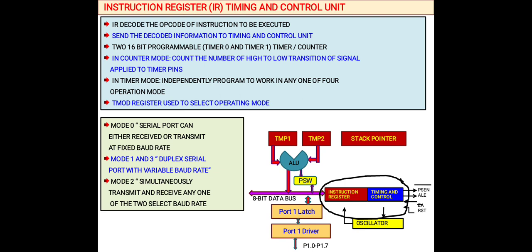In mode 0, the serial port can either receive or transmit at a fixed baud rate. Baud rate means bits per second. That means how many bits we can transmit in 1 second. In mode 1 and mode 3, the port can work as a full duplex serial port with variable baud rate. Mode 0 is a fixed baud rate, but in mode 1 and mode 3 it is a variable baud rate, which is programmed using timer 1. Mode 2 simultaneously transmits or receives at any one of 2 selectable baud rates.